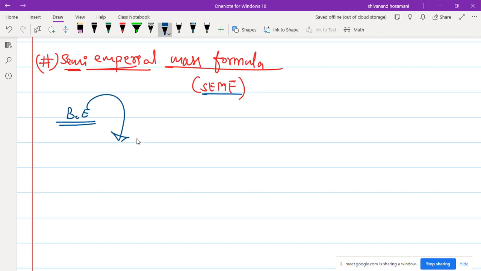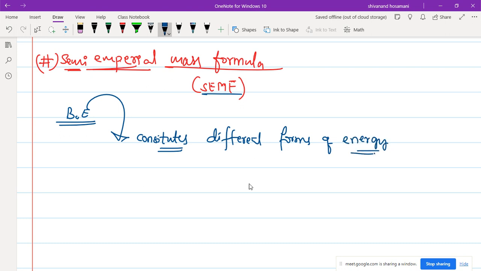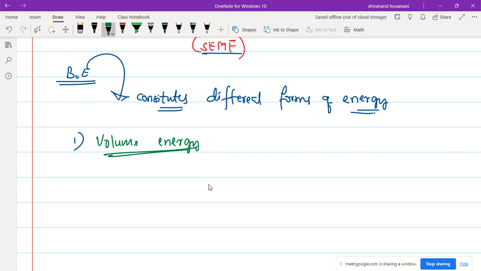different forms of energies. The first one is the volume energy term. The total binding energy is going to be constituted by its volume energy also. The volume energy is nothing but taking the nucleus to be spherical, as in the liquid drop model. So we are going to have an energy term for the volume part, by treating the nucleus as spherical in shape.